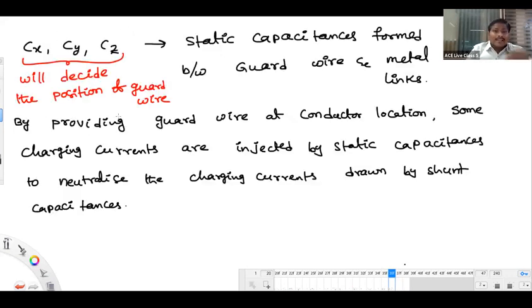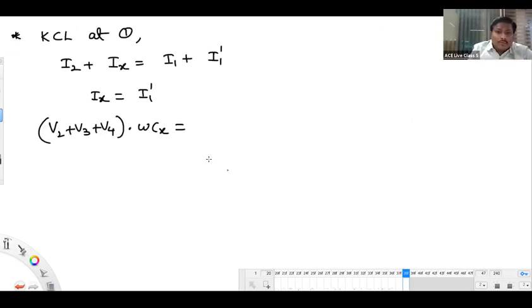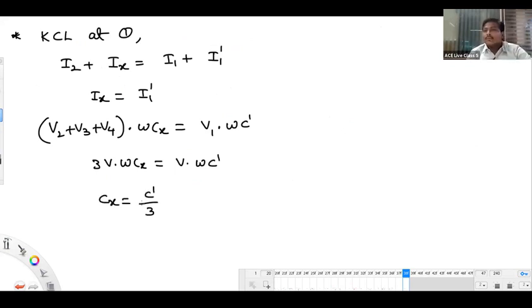What is I1 dash? I1 dash current. V1, and this is 0, right? V1 minus 0 into omega C dash. So you get V1 omega C dash. And you know already V1, V2, V3, V4 are equal. So it is 3V omega Cx equal to V omega C dash. V omega cancelled out and Cx will come to be C dash by 3.